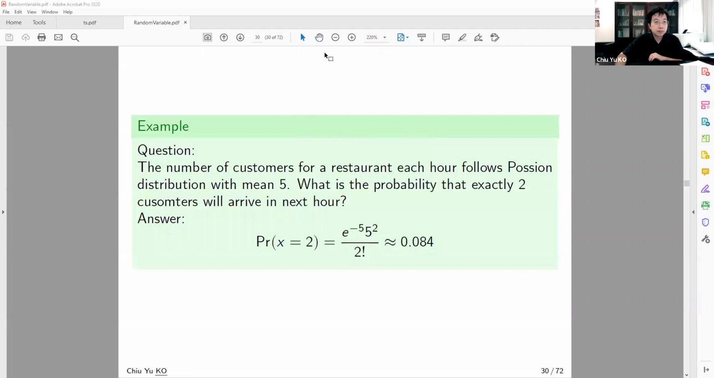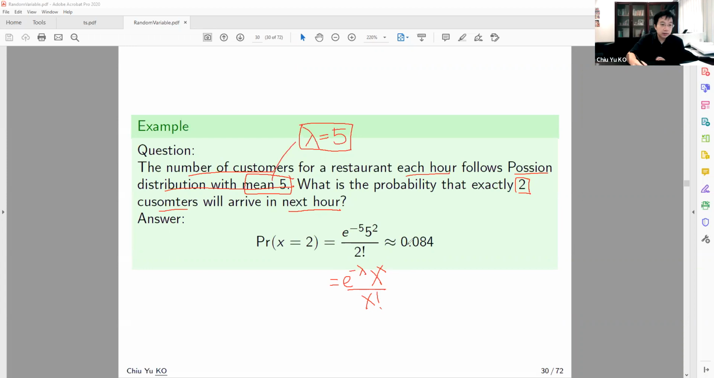Anyway, let's look at an example. Usually we make the assumption that the number of customers in a restaurant each hour follows a Poisson distribution with mean 5. What is the probability that exactly 2 customers arrive in the next hour? So here it is Poisson with mean 5, which means lambda is 5. The question is exactly 2, so that is very simple. It's just e to the negative lambda, lambda to the x, over x factorial, and you just apply it, then you should get the number.